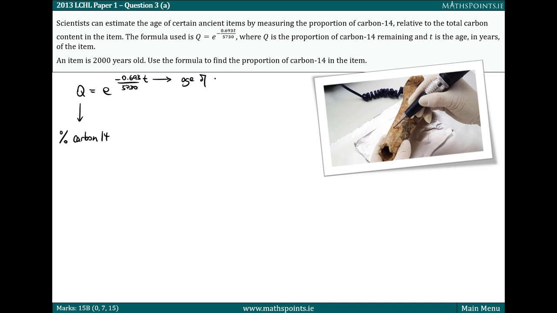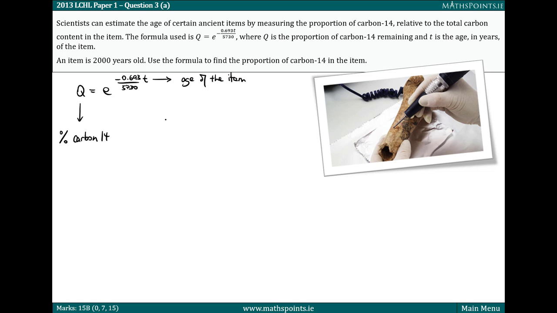of the item. So if we know the age of an item, let's say that's been found in an archaeological dig, we put that age in for T, and it will tell us what's the percentage of carbon 14 in the item. Now, ideally, this works the opposite way around. We'll find an item, we'll measure the percentage of carbon 14 in it, and we'll actually solve for T, which is what we're going to do in the second part of the question. And that way archaeologists can measure the age of items that they found.